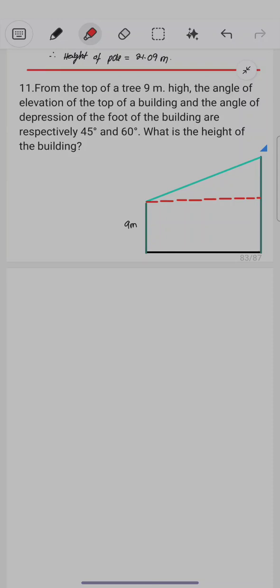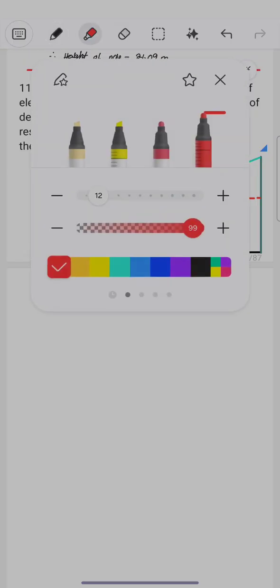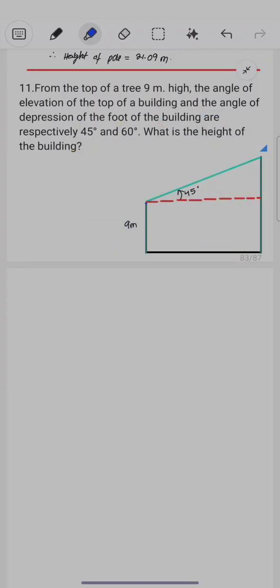From the top of a building, the angle of elevation is how many degrees? And then the angle of depression of the foot of the building. The angle of depression of the top and the foot of the building are 60 degrees. So by alternate angle property, this will be 60 degrees.